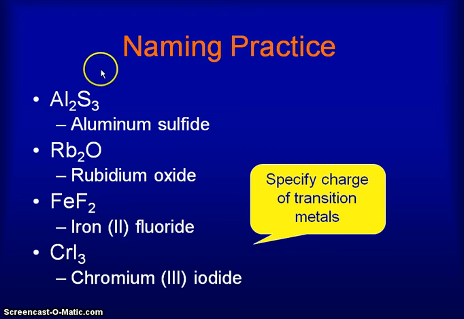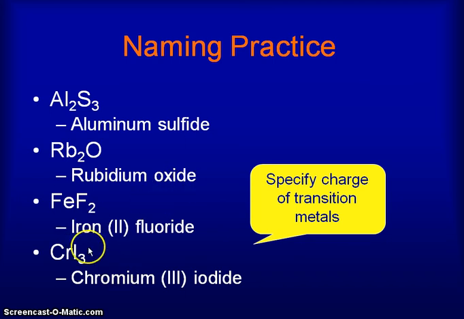Here's a couple more examples. We have Al2S3, that's going to be aluminum sulfide. And notice I'm not doing anything with the 2's and the 3's. I'm not putting prefixes like dialuminum, trisulfide, nothing like that. It's just state the cation, state the anion, and change the ending to -ide. The second one here, we have Rb2O. Well, Rb is rubidium and O is oxygen, so we change that to oxide.